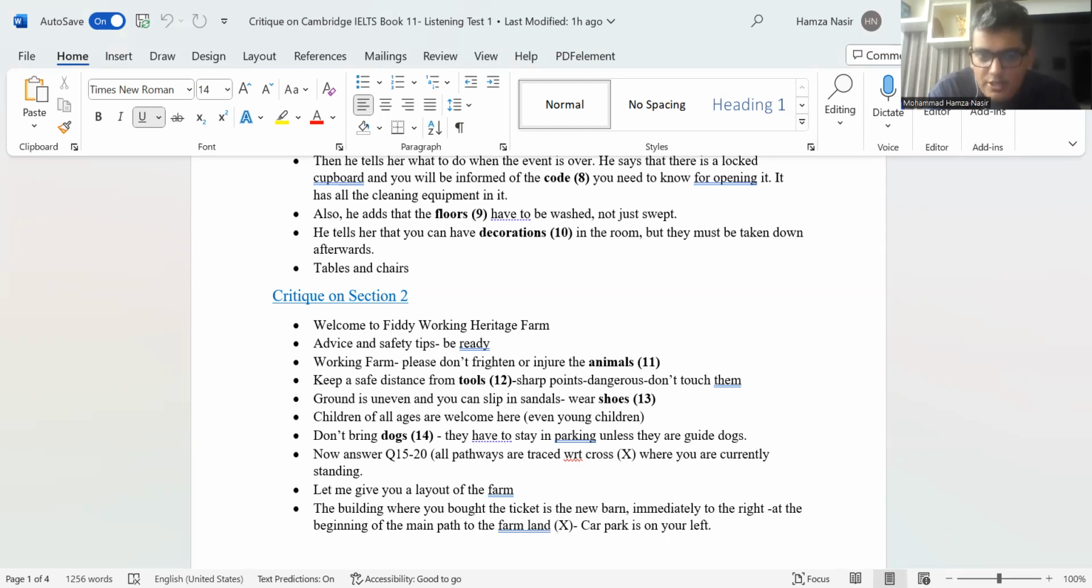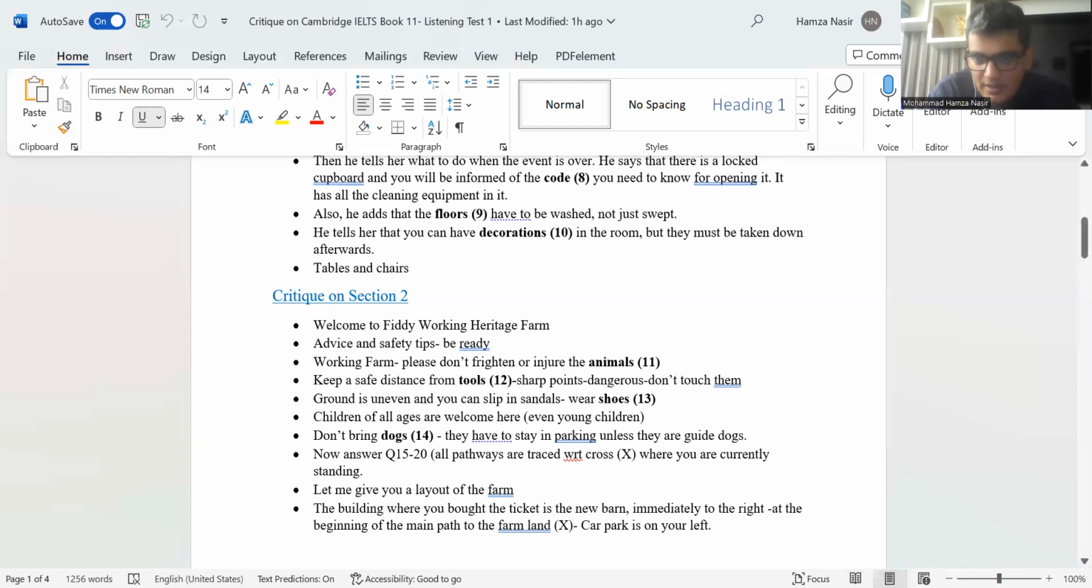They say children of all ages are welcome here, even young children. Don't bring dogs. You've got to stay in the parking unless they're guide dogs. So the answer for 14 is dogs, D-O-G-S as in plural. Now that sums up the first part of section 2.